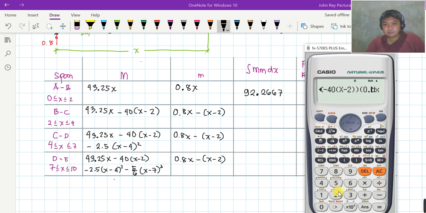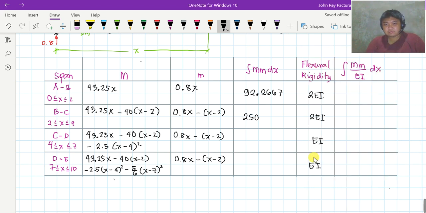Tapos, that is 0.8x, di ba? 0.8x minus x minus 2. So, yung limit ay magiging 2 to 4. Ang magiging sagot ay 250.8667.